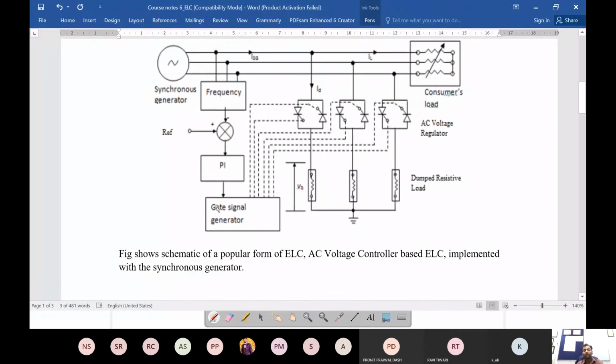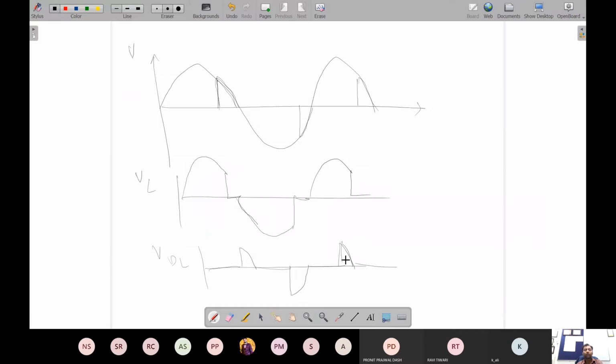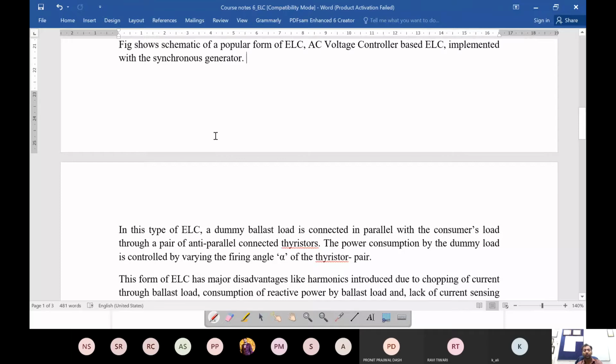So this is the conventional form of ELC, which is known as the AC voltage controller based ELC. That is the name for this schematic. And as we discussed, in this type of ELC, a dummy ballast load is connected in parallel with the consumer's load through a pair of anti-parallel connected thyristors. The power consumption by the dummy load is controlled by varying the firing angle alpha of the thyristor pair. At which particular point you fire can be equivalently converted into the angle, right? So this is pi radian, and this is another pi radian. So accordingly, the alpha can be decided depending on how much power you want to put on the dummy load.